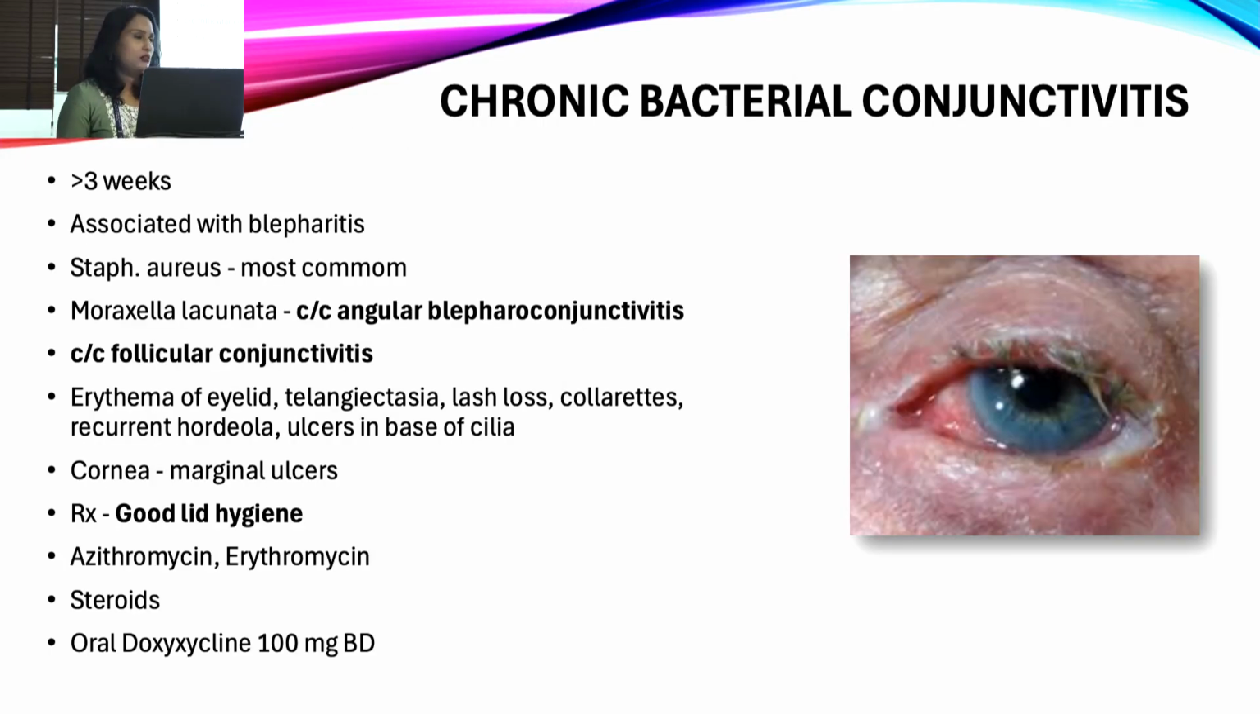Now, an entity called chronic bacterial conjunctivitis, which we tend to miss. We usually tend to miss it as allergic or as a chronic viral conjunctivitis. Chronic bacterial conjunctivitis is usually associated with blepharitis, so we have to see the lid for this. The most common cause is Staph aureus. Moraxella can cause chronic angular blepharoconjunctivitis, that is, there will be angular inflammation here. And we have to see the lids on all conjunctivitis patients if there are marginal ulcers in the cornea.